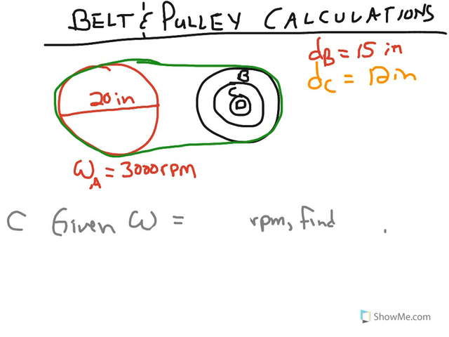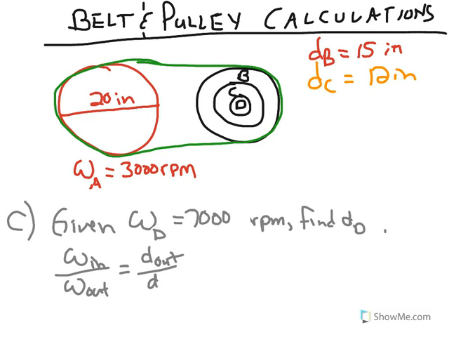The next question is very similar in nature. A speed of 7,000 RPM is required when the drive belt is connected to pulley D. So pulley D, we need 7,000 RPM. And it says, what is the diameter of pulley D? So find the diameter of pulley D. It's the same concept again. Angular velocity of in divided by angular velocity of out is going to equal the diameter of the out divided by diameter of in.